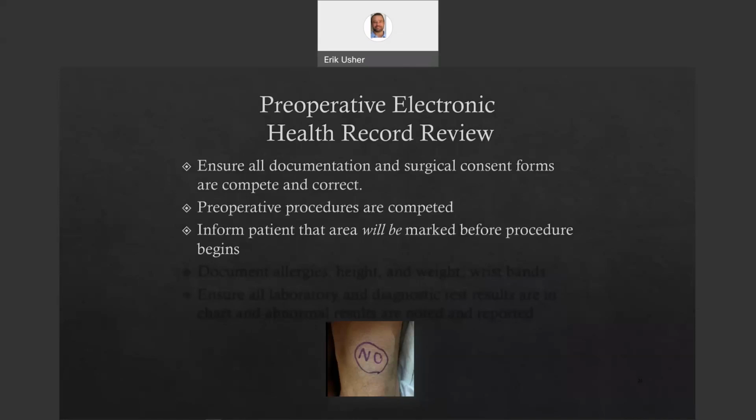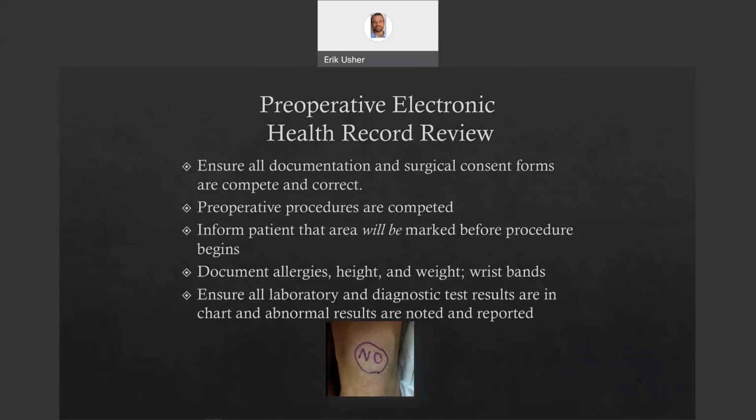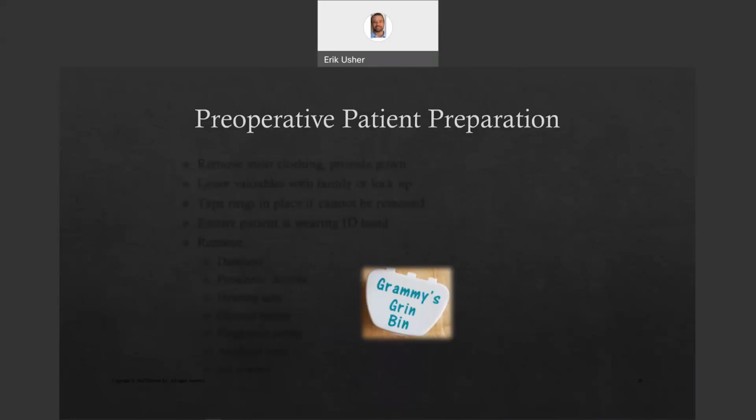Preoperative procedures are completed. Inform the patient that the area will be marked by the surgeon before the procedure begins. Document allergies, height, weight. Make sure they have all the wristbands on. The wristbands have not only their name and date of birth, but any allergies, and usually a special wristband for blood too. And again, all those lab and diagnostic tests, not only that they were done, but that they're reviewed. Anything abnormal gets noted and reported to the surgeon. Hey, the potassium's 6. I'm going to call the surgeon on that one.